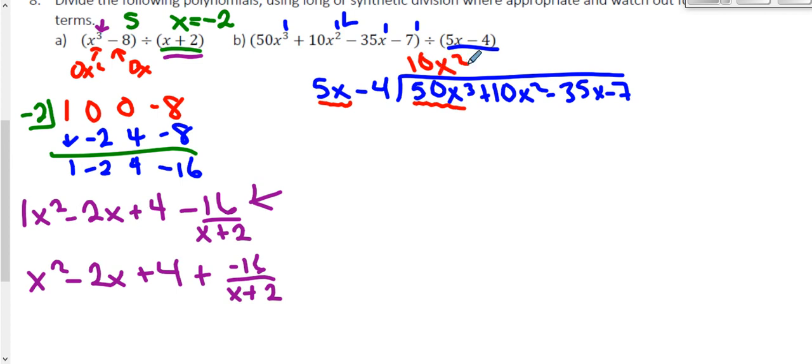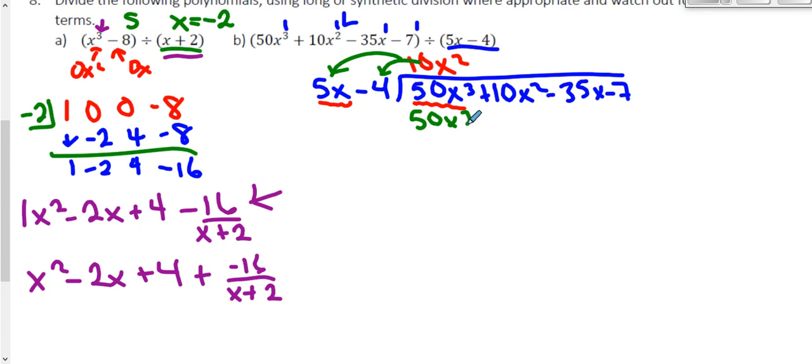Once I have chosen the number to go on top, I'm going to distribute that number to both terms in the front. This is my multiplying step, and I'm going to line them up under my polynomial. So 10x squared times 5x is 50x cubed, just like we wanted. And then 10x squared times negative 4 is minus 40x squared.